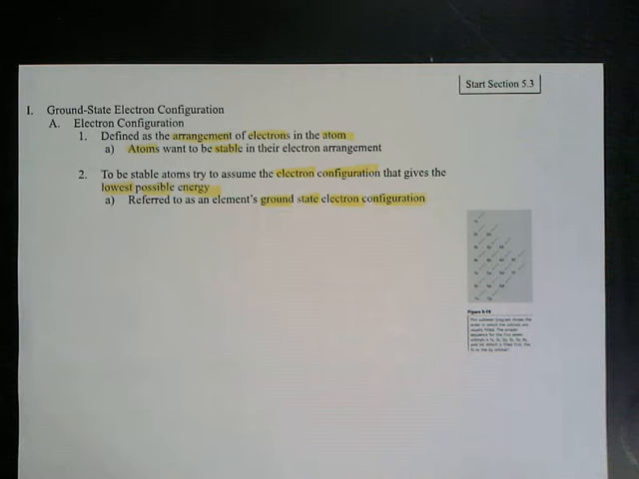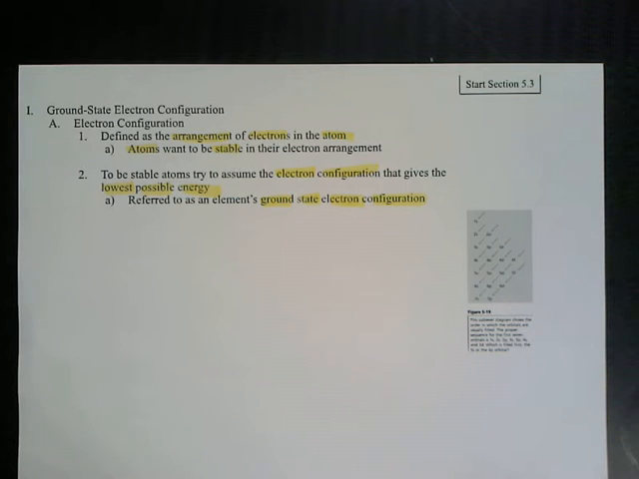Today what we're going to be talking about is section 5.3, which deals with electron configurations. The objectives of this lesson are, number one, to apply the Pauli exclusion principle, the Aufbau principle, and Hund's rule to write electron configurations using orbital diagrams and electron configuration notation. The second objective is to define valence electrons and draw electron dot structures representing an atom's valence electrons.